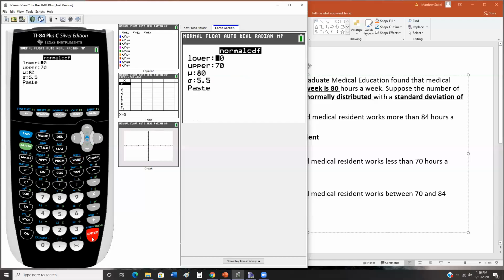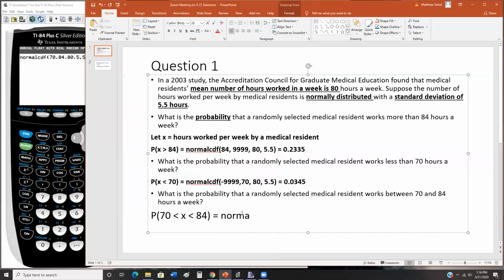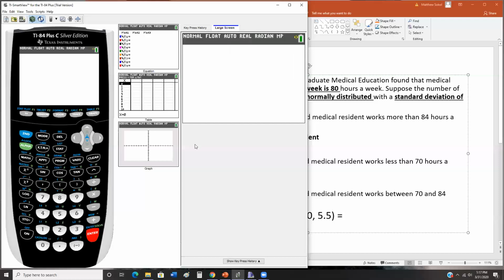And now I want to be between 70 and 84. So what do you think my lower value is going to be here if I want to start at 70? 70. Yeah. And what's my upper going to be? 84. Yeah. So when you want to be between two numbers, you're going to put the lower number here and the upper value here. So when you go to type this in to show your work, you're going to say I did normal CDF. I started at 70. I went to 84. The mean was 80. The standard deviation was 5.5. And that answer is going to be 0.7319, but when I round it to 4 decimal places, I'll get 0.7320.